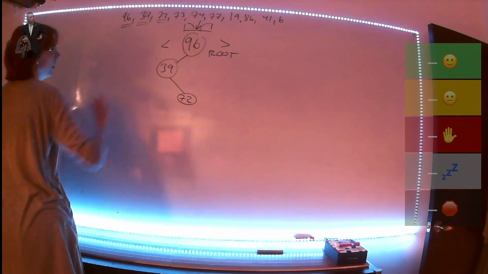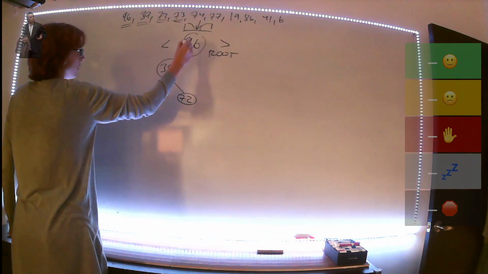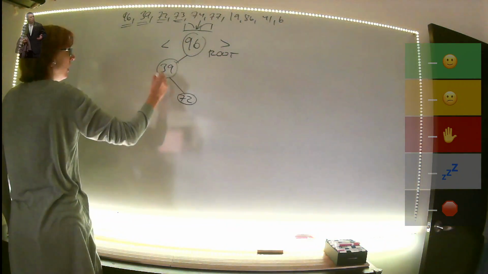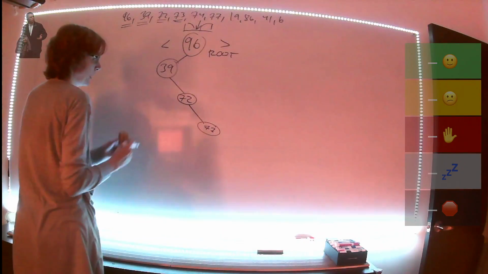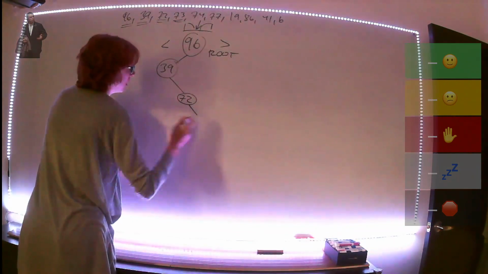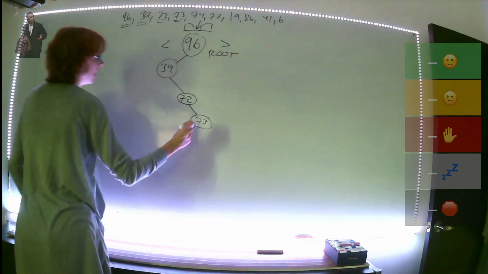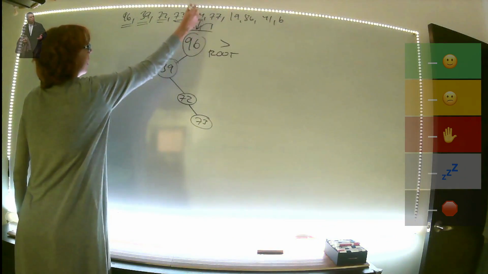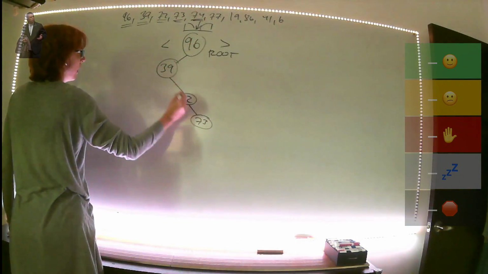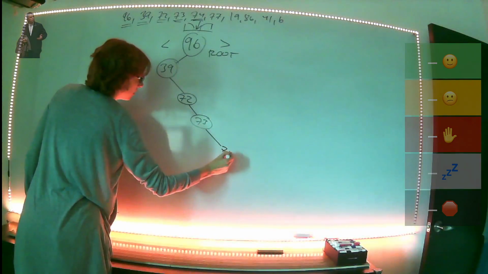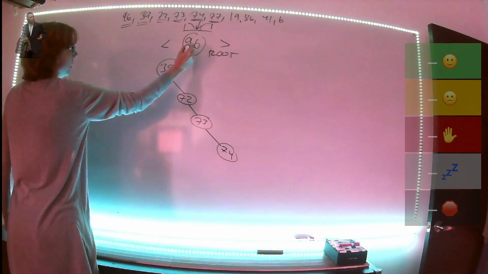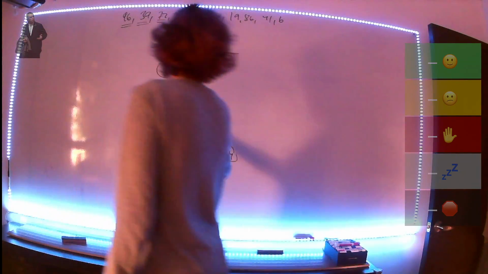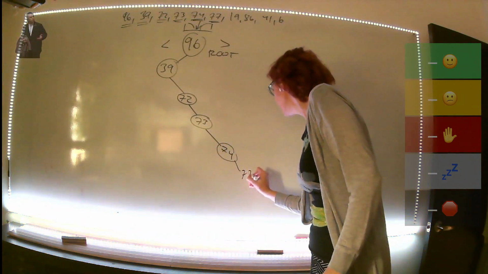73 enters through the doors. It's smaller, larger, larger. Goes here. I keep making my lines too long. Okay, 74 enters through here. It's smaller, larger, larger, larger. 77 enters here. Smaller, larger, larger, larger, and larger again.